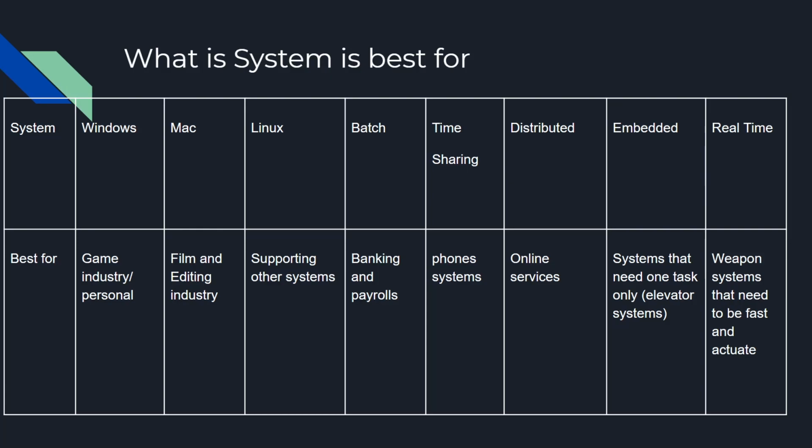The batch operating system is really good for banking payrolls, as that stuff can be done overnight. Batch can be run offline so you don't have to be there while it's running, because it does take a bit of time. Time sharing is good for phones, laptops, computers, like multiple tasks. It's like multitasking if you're playing games, listening to music, doing your work. Time sharing allows you to do that all at once.